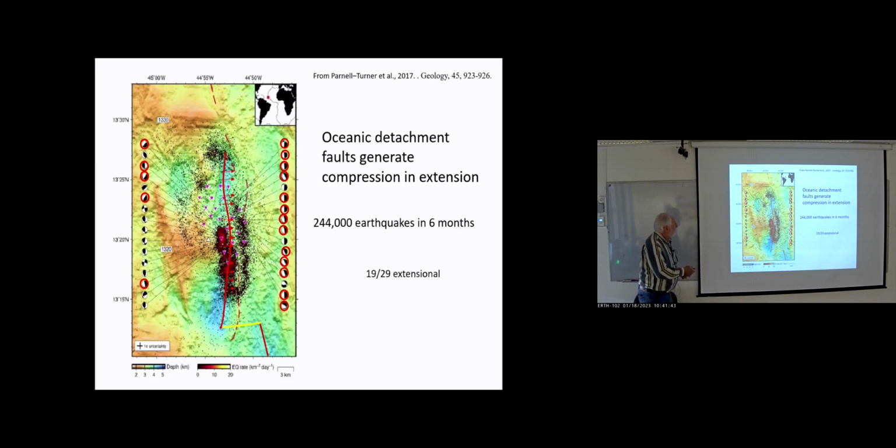And the section is not large. From here to here, that's all. Some are extensional. I marked the extensional one with a red circle. Some are compressional, and some are strike slip.